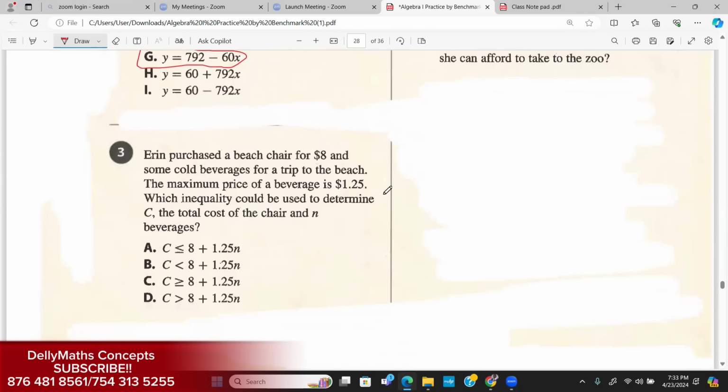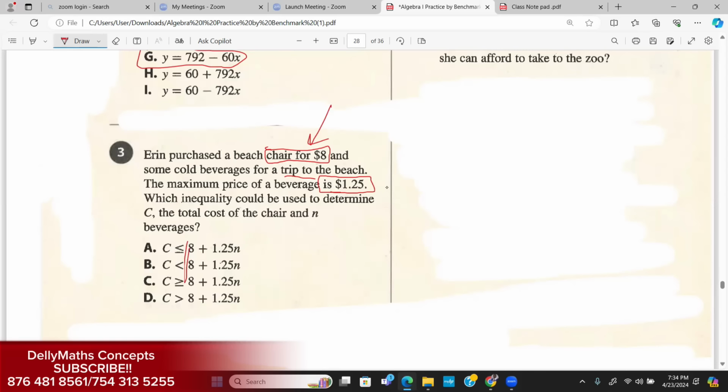So that one there is G. All right, let's take a look at this one. It says, Erin purchased a beach chair for $8. So the beach chair is for $8. You want to highlight key ideas: she buys some cold beverages for a trip to the beach. The maximum price, so this is the highest it can be. So it could be lower. So this is the highest it could be. Right. So the maximum price of a beverage is $1.25, which inequality could be used to determine C, the total cost of the chair and n beverages? So the chair is already 8. So you notice 8 is everywhere.